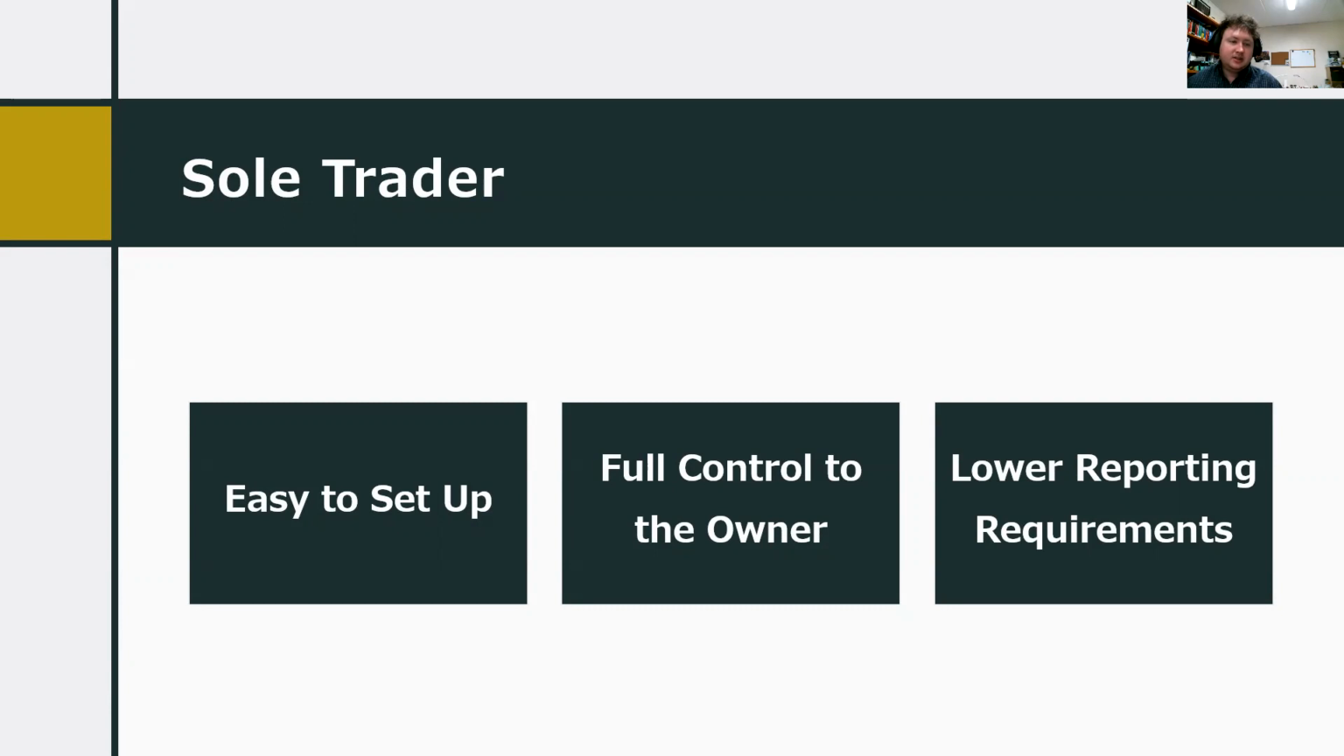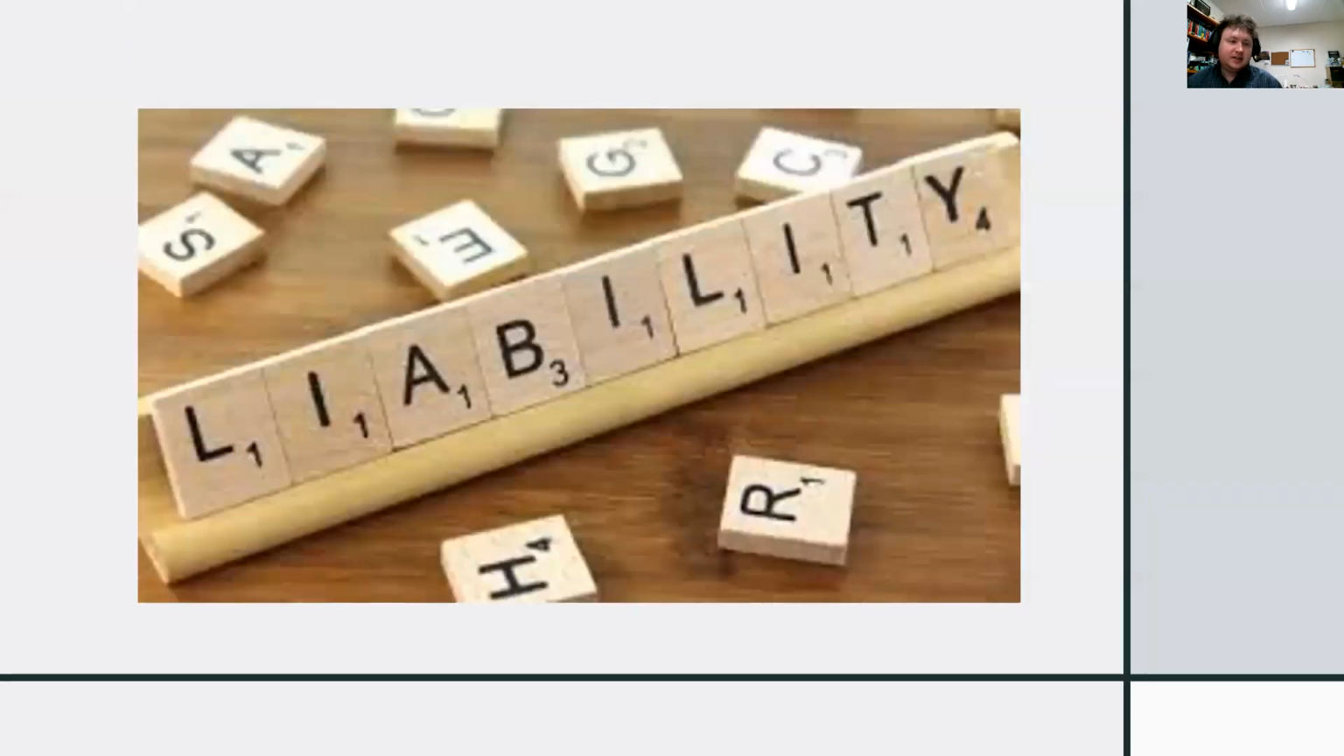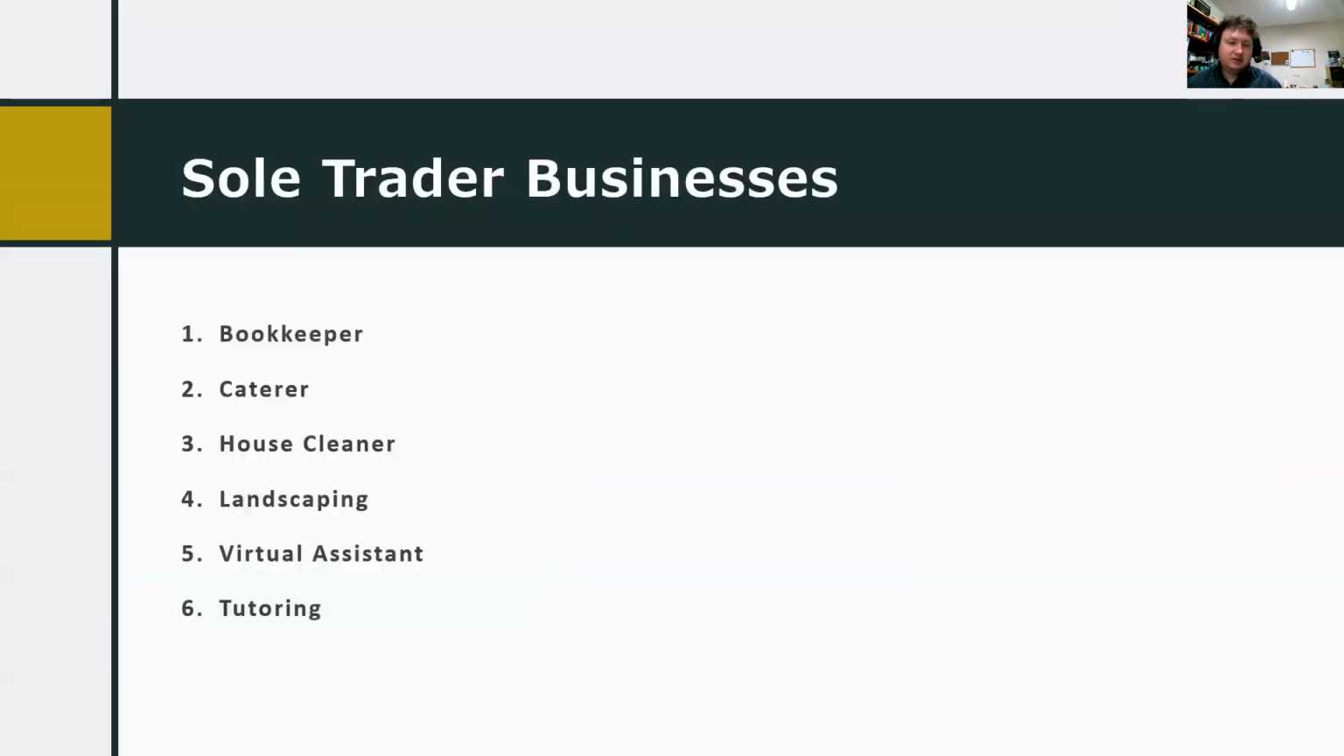However, there is a considerable downside. Sole traders have unlimited liability. This makes them personally liable for the business and means that should it be required, the owner's personal assets can be seized to repay the debts of the business. This makes sole trader business structures perfect for home-based businesses, such as the ones listed on the slide here. These operations are perfect for sole traders who are seeking to earn a bit of extra money outside of their regular work or taking the first steps towards building something greater.